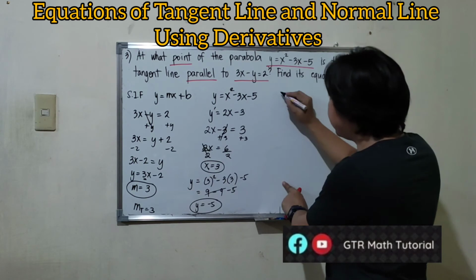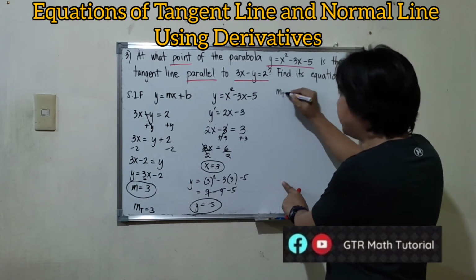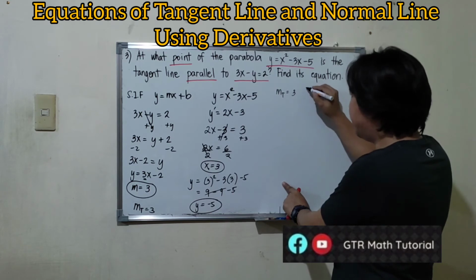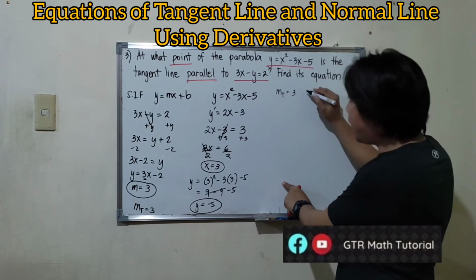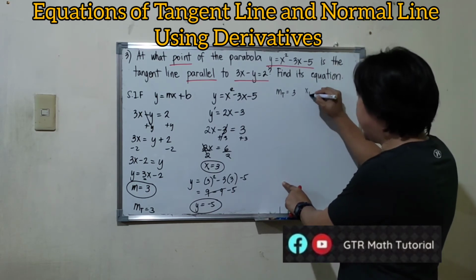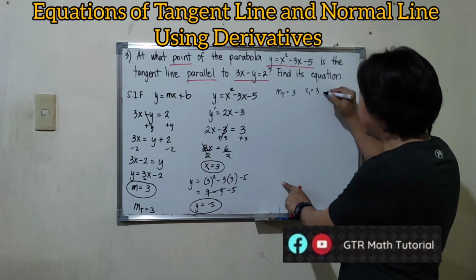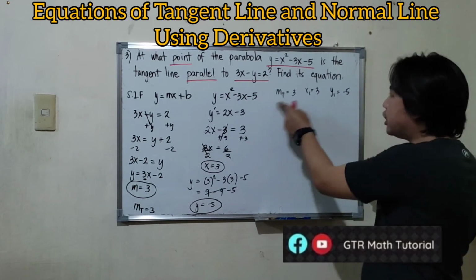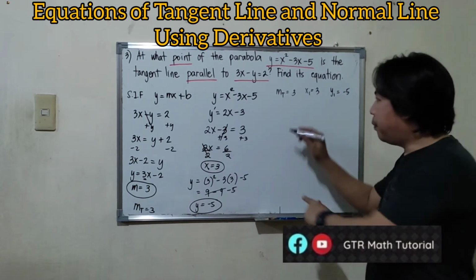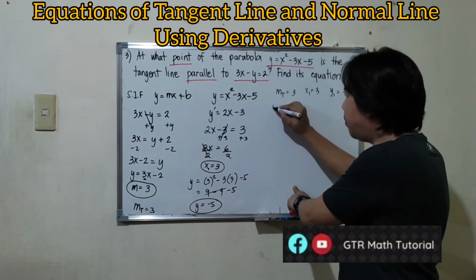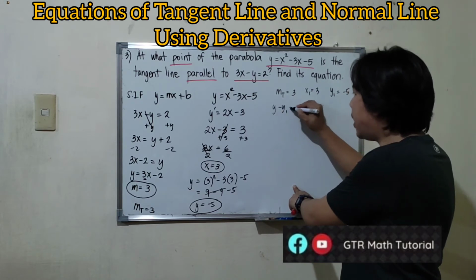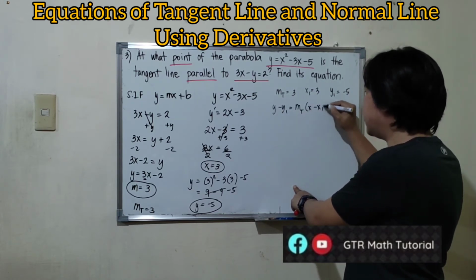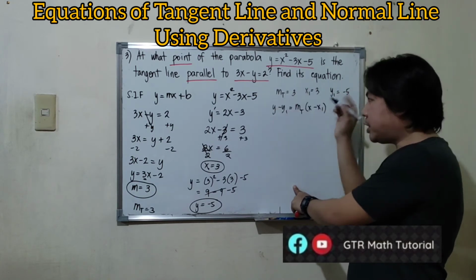So, kompleto na tayo. We have slope of the tangent line is 3. And then we have x sub 1 natin and y sub 1. So, meron na tayong x sub 1 is 3. And then we have y sub 1 is negative 5. So, just substitute this to the point slope form. We have y minus y sub 1 equals slope of the tangent line times x minus x sub 1. So, just substitute all the given.